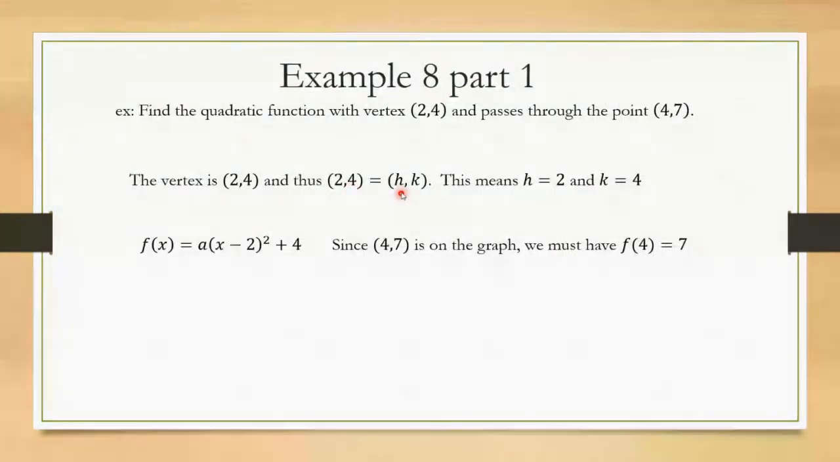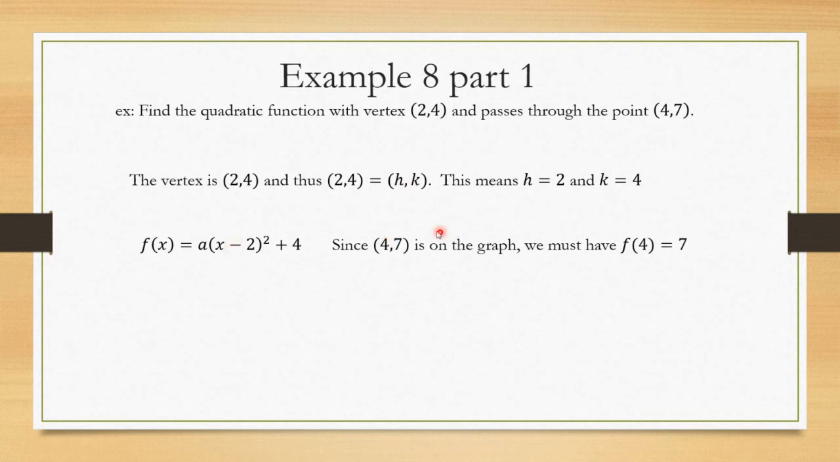So from here, what do we get? Well, again, the coordinates have to be the same if the 2 points are equal. So we have 2 equals h, which is the same as saying h equals 2. We have 4 equals k, and that's the same as saying k equals 4. Okay, good. So from here, we know at least that f of x must be a times (x minus 2) squared plus 4.